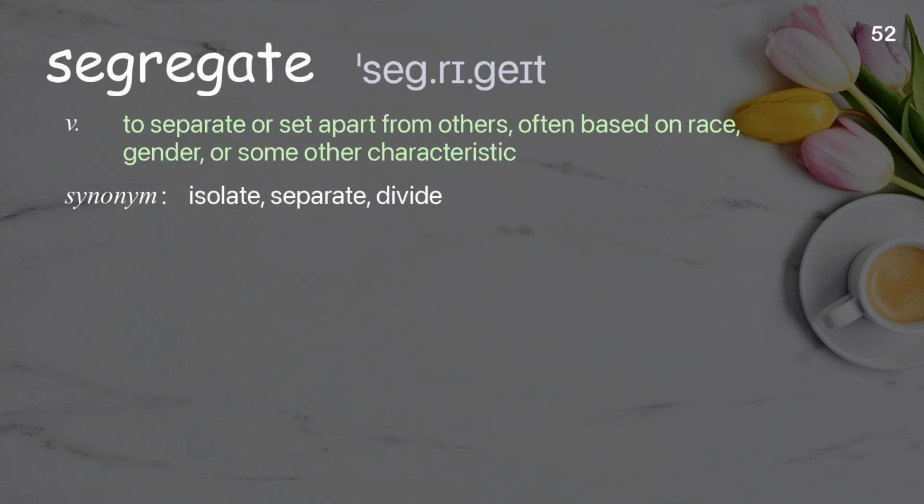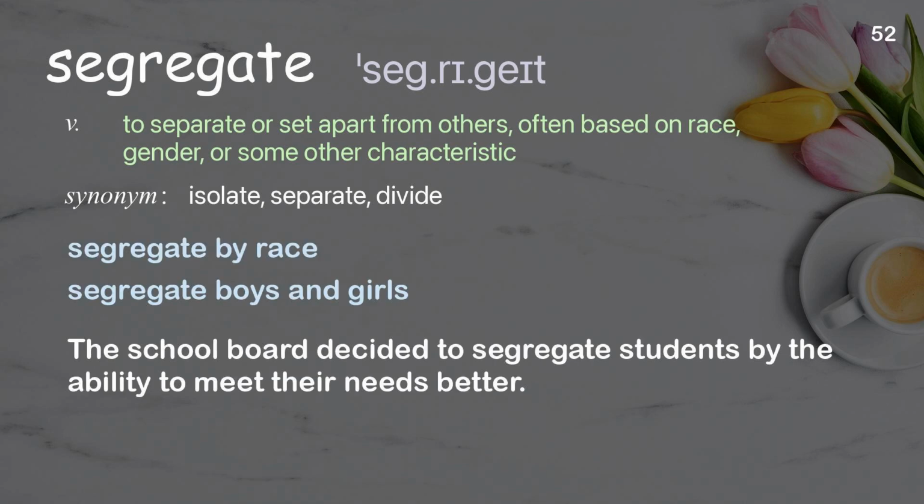Segregate. To separate or set apart from others, often based on race, gender, or some other characteristic. Examples: Segregate by race. Segregate boys and girls. The school board decided to segregate students by ability to meet their needs better.